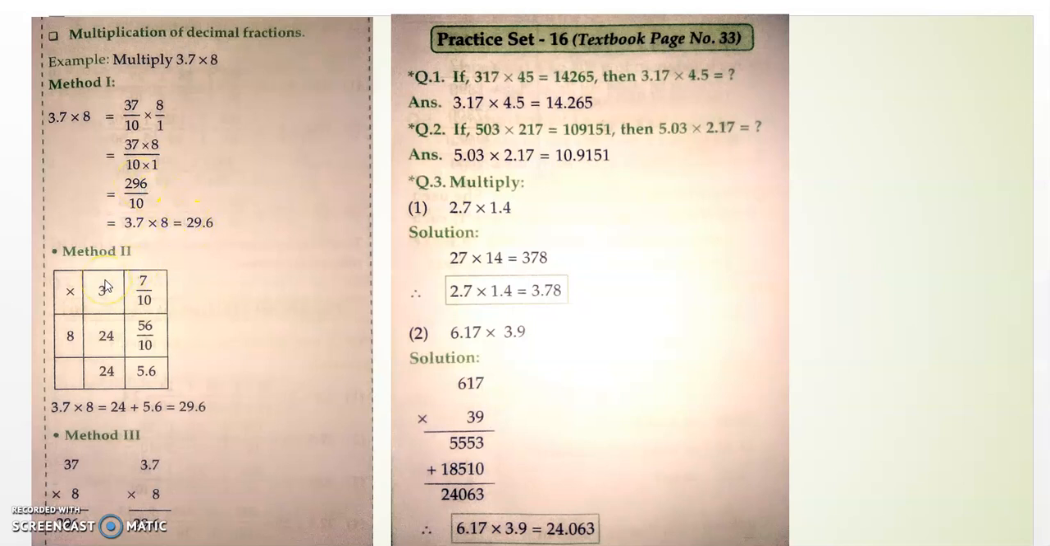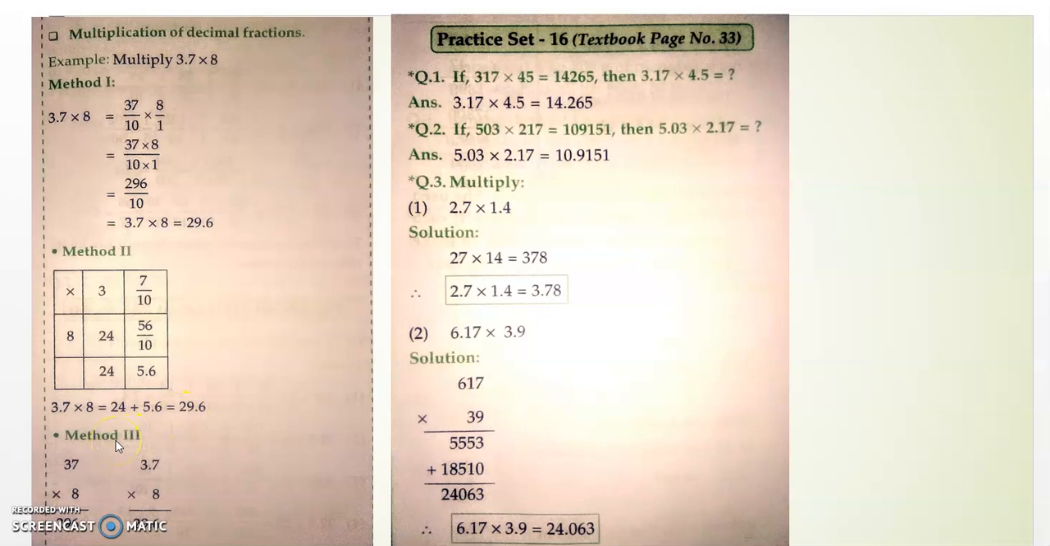This is the second method. You will write 3, then 7. Here you will write upon 10. Then on this side, this is the first box, second box and the third box. Then on the second row you will write 8. So 8 3s are 24. Then 8 7s are 56. So 56 upon 10 means what? It is 5.6. Then you add 24 and 5.6. You will get this answer.